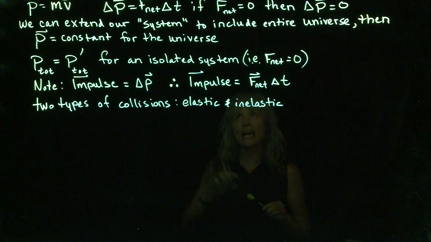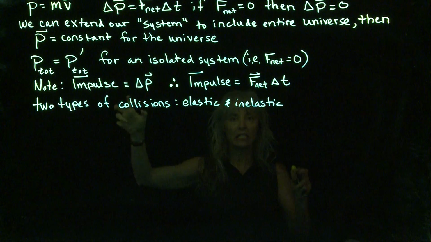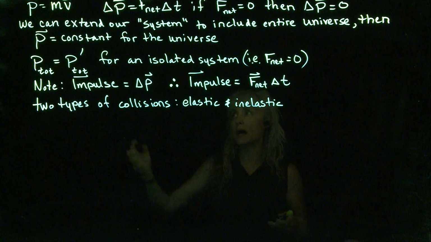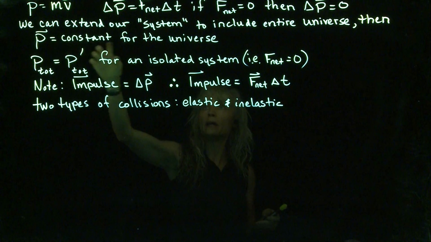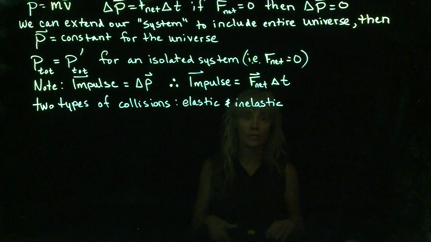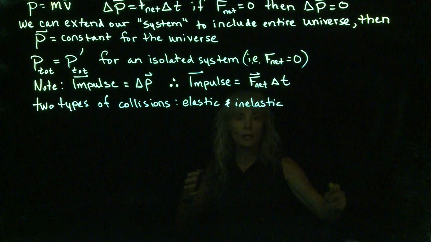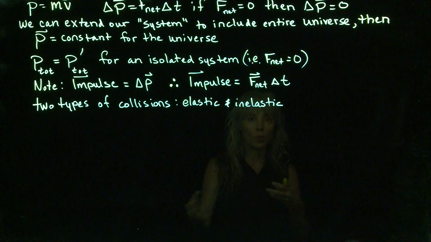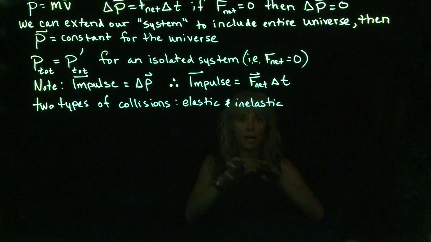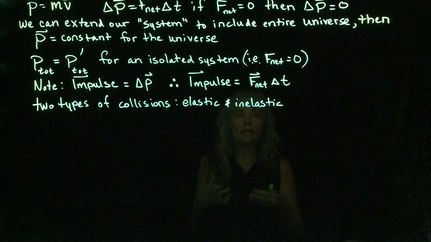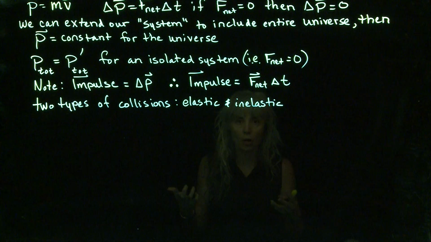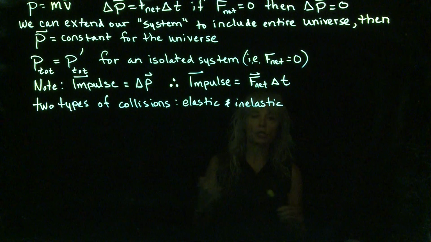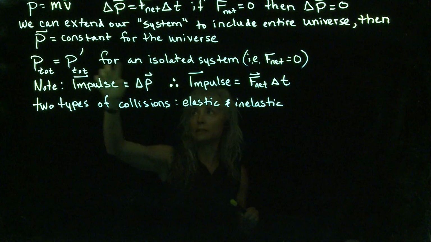We can extend our quote-unquote system to include the entire universe. And of course, when we do that, then we can say that the momentum is constant for the entire universe. And that's absolutely true. The entities within the universe are exchanging momentum with one another, but if we sum up the entire universe's momentum, we get the same value today as we do tomorrow, as we do the next day, et cetera. So momentum is conserved for isolated systems.